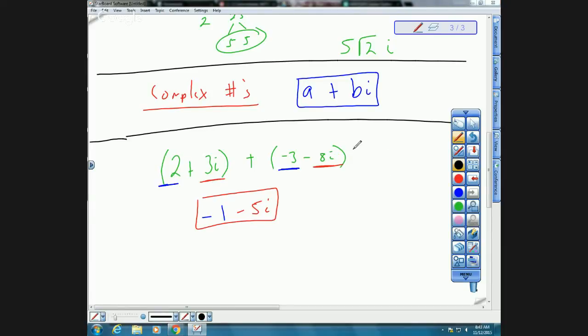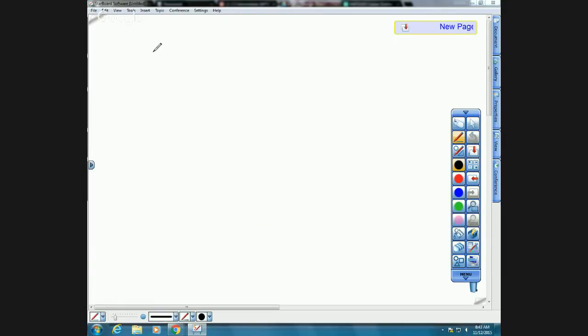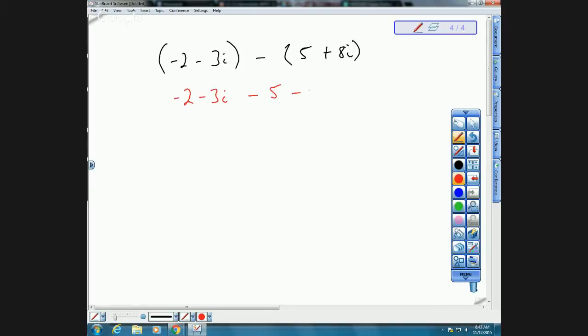So adding is just combining like terms like it's an x. Subtracting, remember what we said about subtracting? What's easier to do if we're subtracting polynomials? Change the sign of the second expression. So if I just rewrote this one as -2 minus 3i minus 5 minus 8i, changing my signs here, then you're just combining like terms like normal. So you treat the i just like it's an x. -2 minus 5 would be -7. -3i minus 8i would be -11i. Adding and subtracting is just combining like terms.